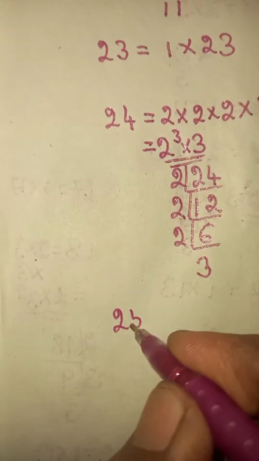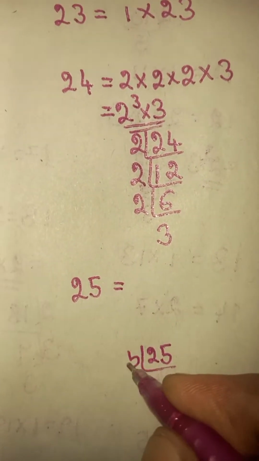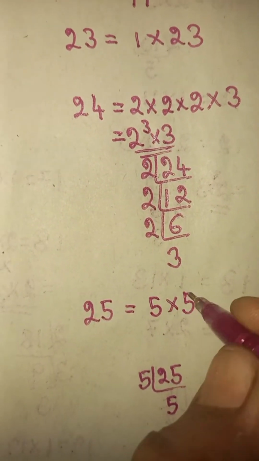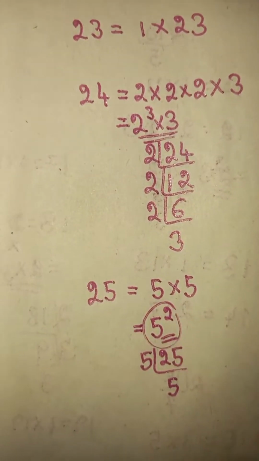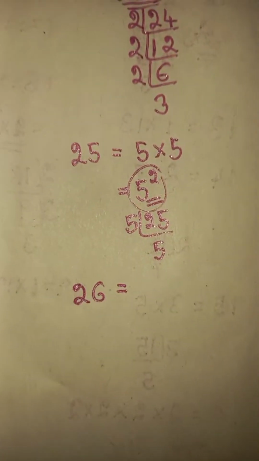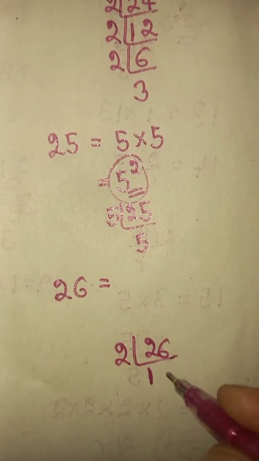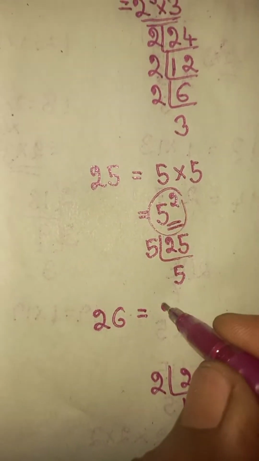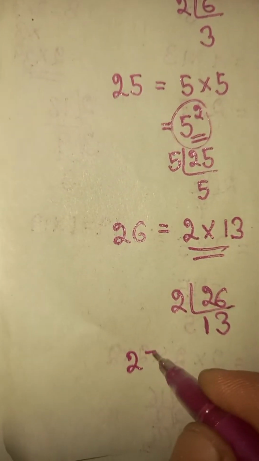Let's write 25. 25 you can divide. 25 can be divided as 5 times 5. Since there are two 5s, you can write it as 5 squared. Let's divide 26. 26 also can be divided. Start dividing by 2: 2 times 13 is 26. 13 you cannot divide, it is a prime number. So 2 times 13.